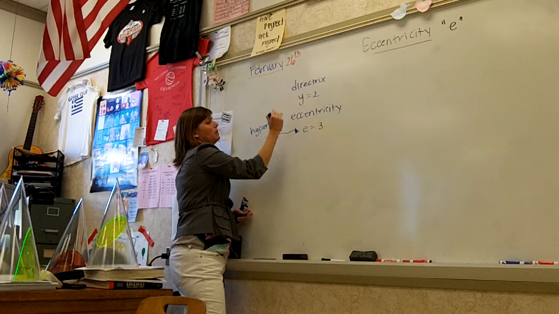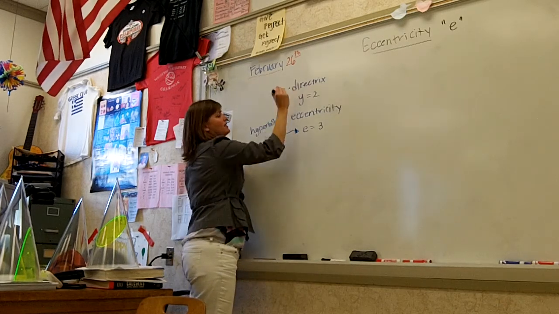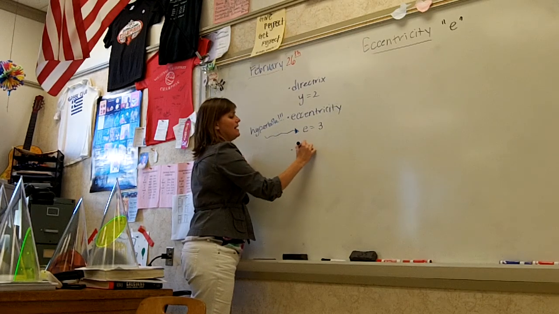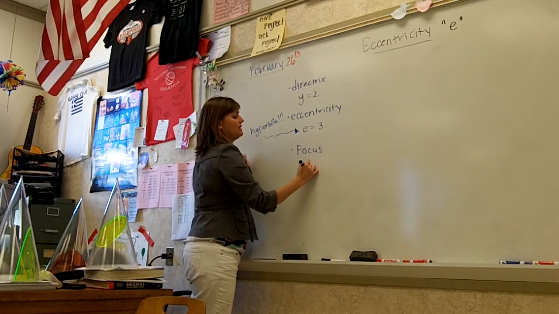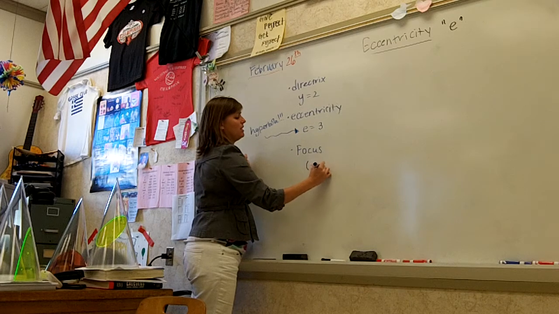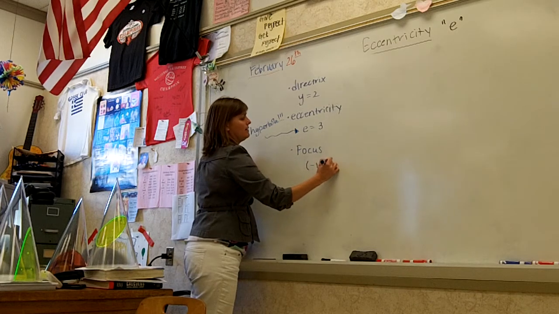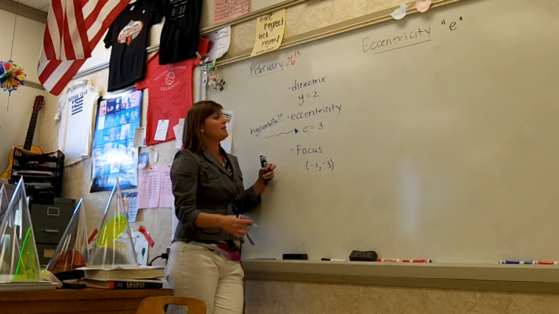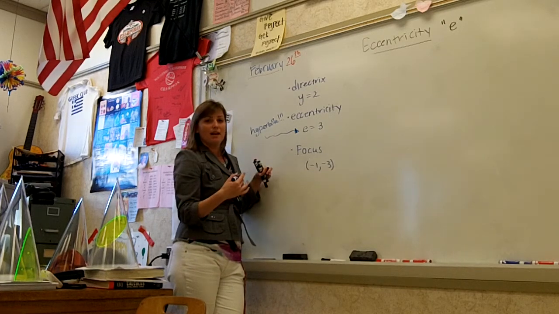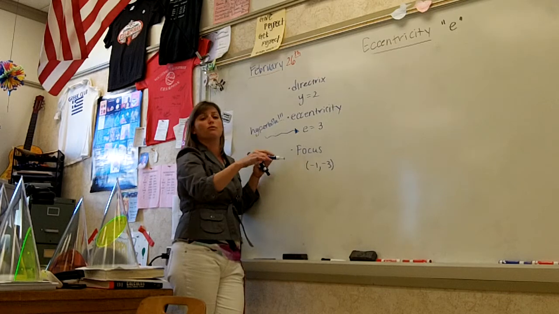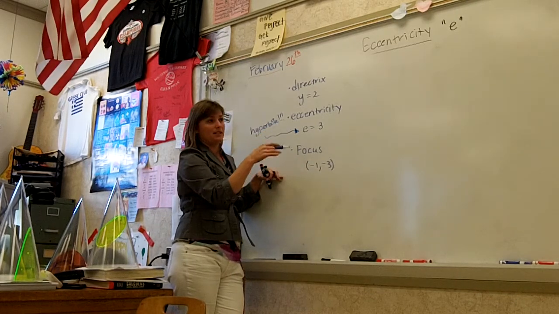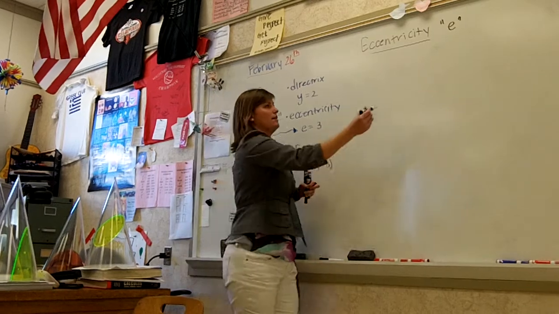Hyperbola. Okay, so I have a directrix, I have an eccentricity, and I still need to know where my focus is. So let's say that I want my focus to be at -1, -3. Now I'm going to sketch all this and come up with some rough hyperbola that fits this information so that I can start drawing a little diagram.